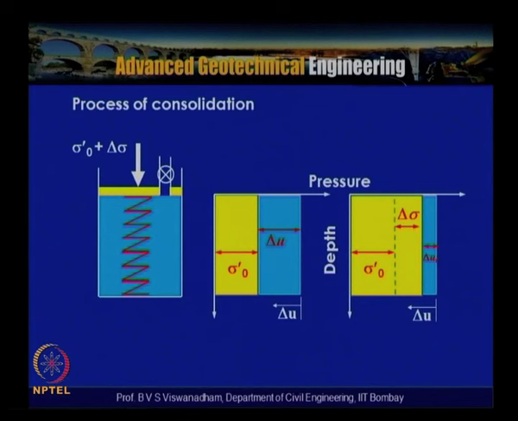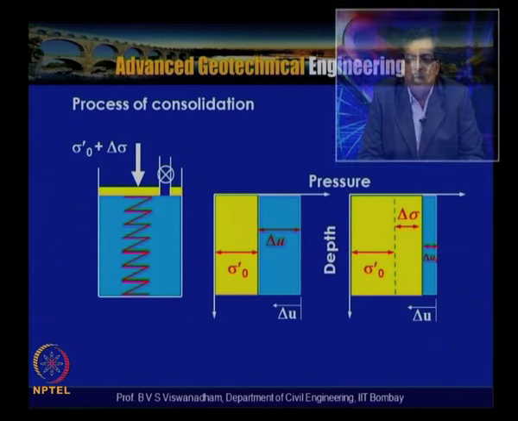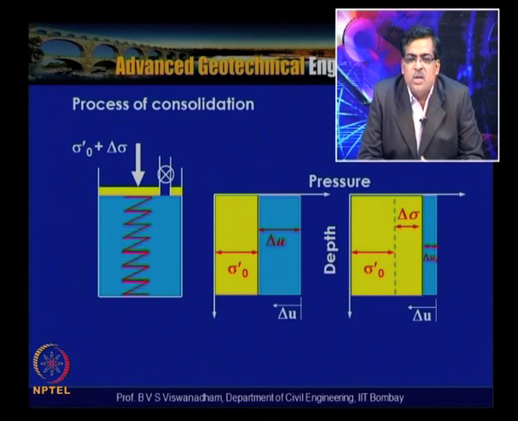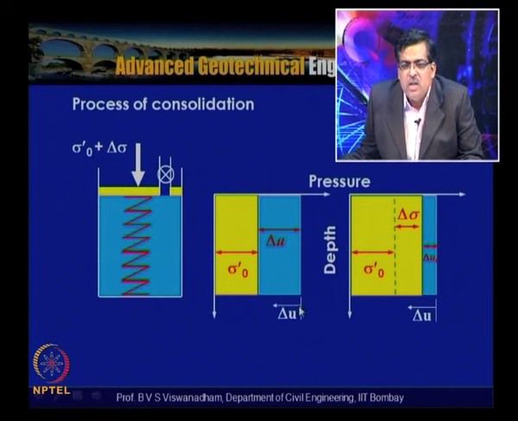So this is the process of consolidation, explained here. If you have a spring which is loaded, the piston loaded with sigma naught dash plus delta sigma, and the valve is closed, then initially delta u is 0. The moment the load delta sigma is applied, it is borne by the water as delta u.